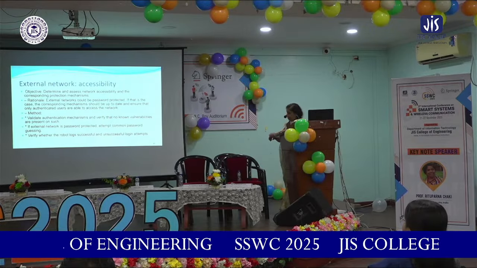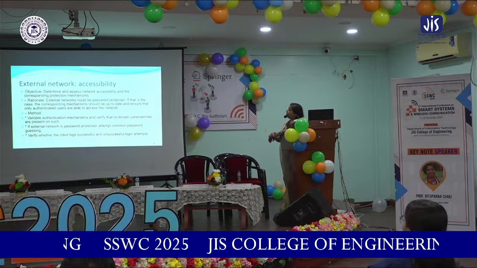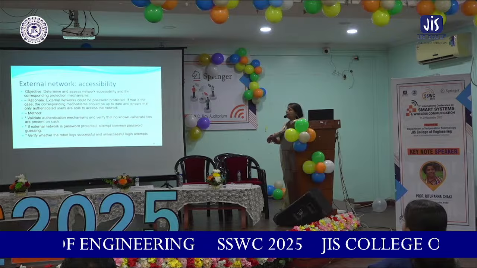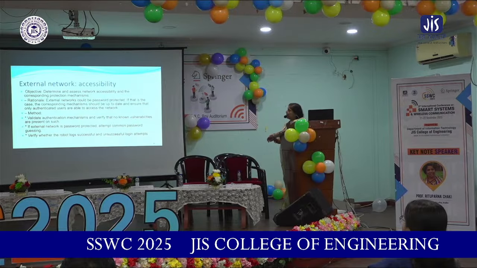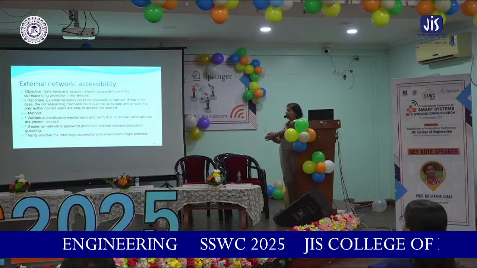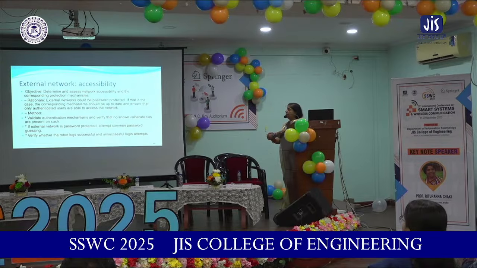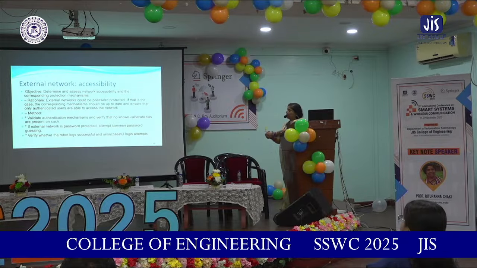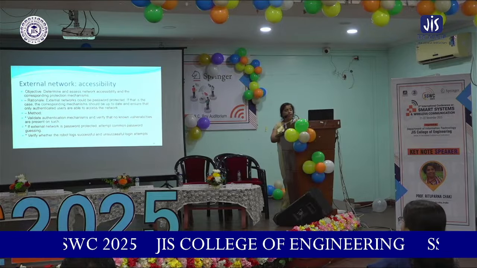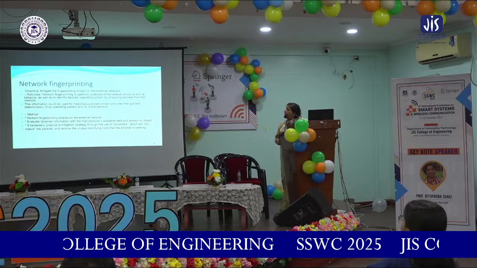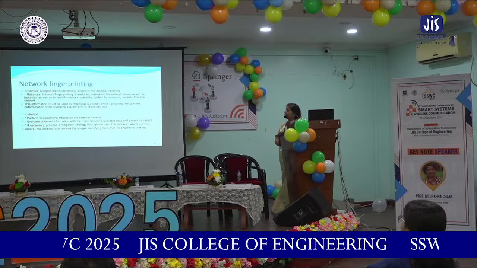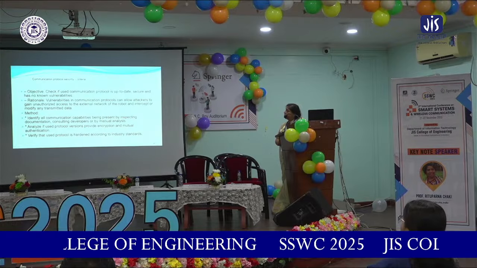As for external network accessibility, the objective is to determine and assess network accessibility and the corresponding protection mechanisms. The method is to validate the authentication mechanisms and verify that no known vulnerabilities are present. It's similar to the internal network accessibility part, but also a little bit different because we are talking about verifying whether the robot logs successful and unsuccessful login attempts from the outside world. Similar to the internal network fingerprinting part, we are also taking care of the external network fingerprinting and communication protocol security.